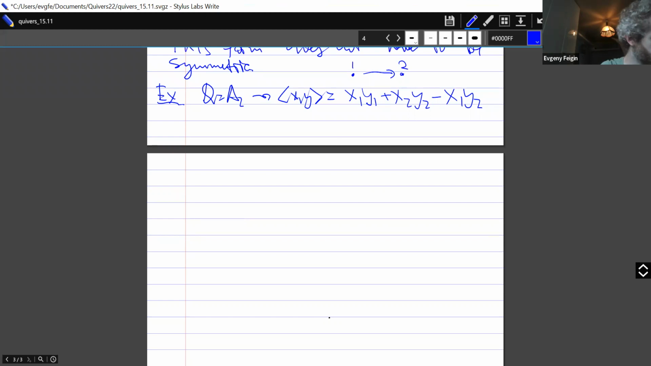Okay, let's proceed further. Let's formulate a couple of properties of the form, explaining why we are interested in it. So the first property I think we mentioned last time, again, let me check. Yeah, probably we did, but nevertheless.